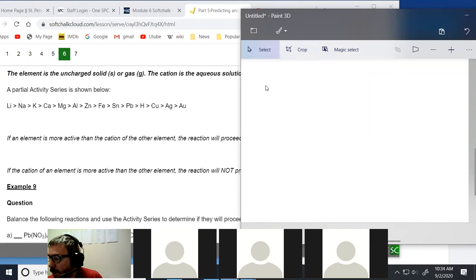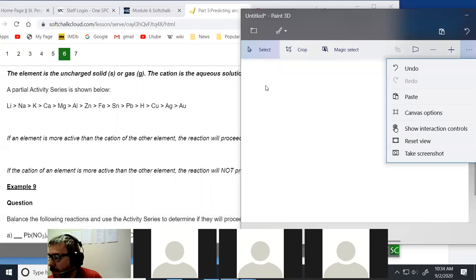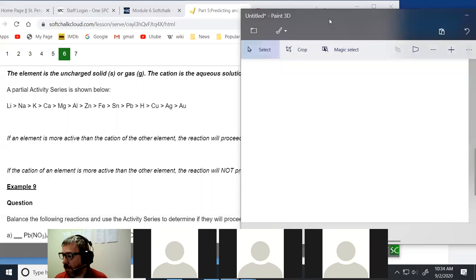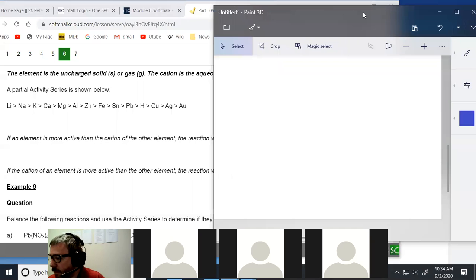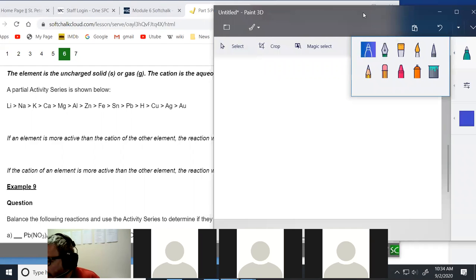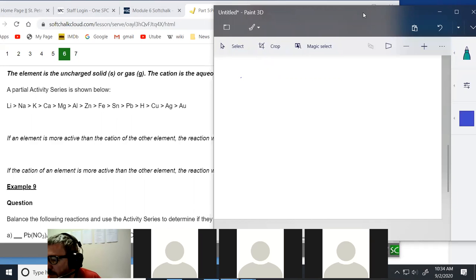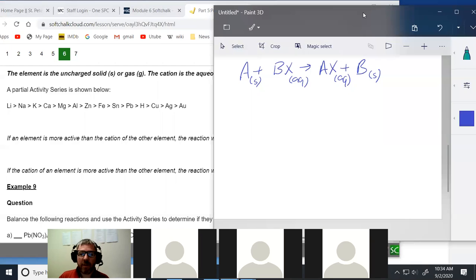So let me do something a little bit more general than that. You've got A plus BX gives AX plus B. A is generally solid, BX is aqueous, AX is aqueous, and B is solid. So that's a typical single displacement process.